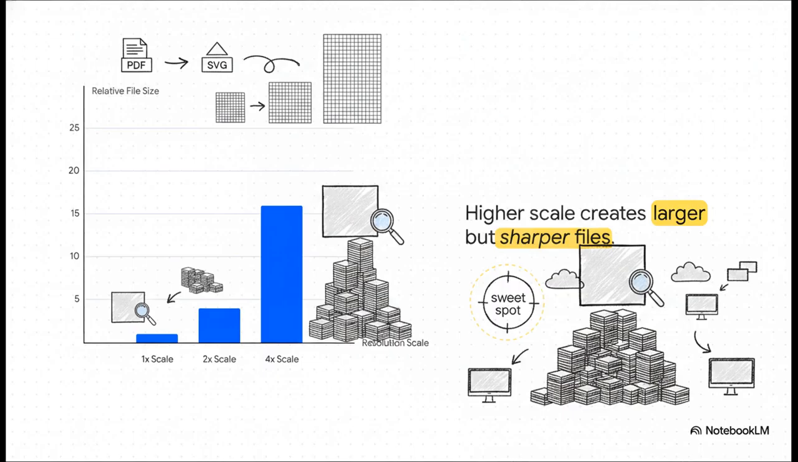Because you are doubling the width and the height, a 2x scale actually quadruples the total pixel count. That leads to files that are roughly 4 times larger. 4x scale pushes this even further for maximum quality, but man, it yields massive files. This is exactly why 2x is widely considered the absolute sweet spot. It perfectly balances crisp visual quality with solid web performance.